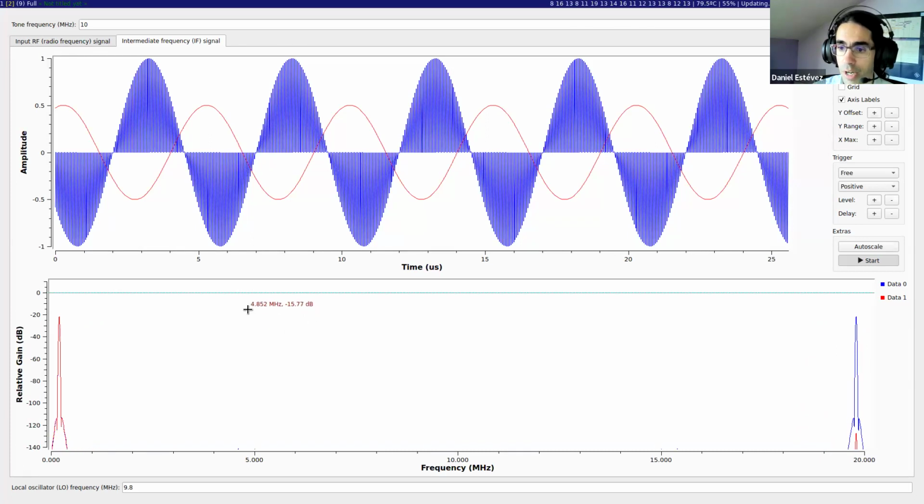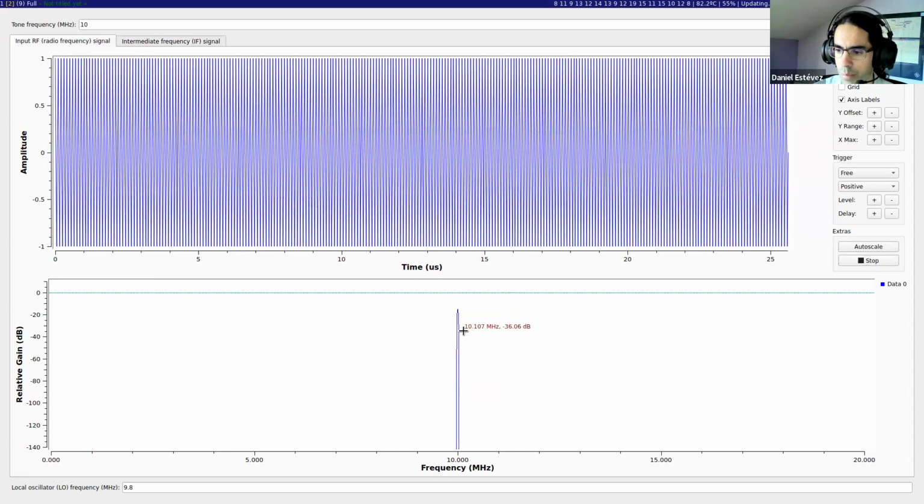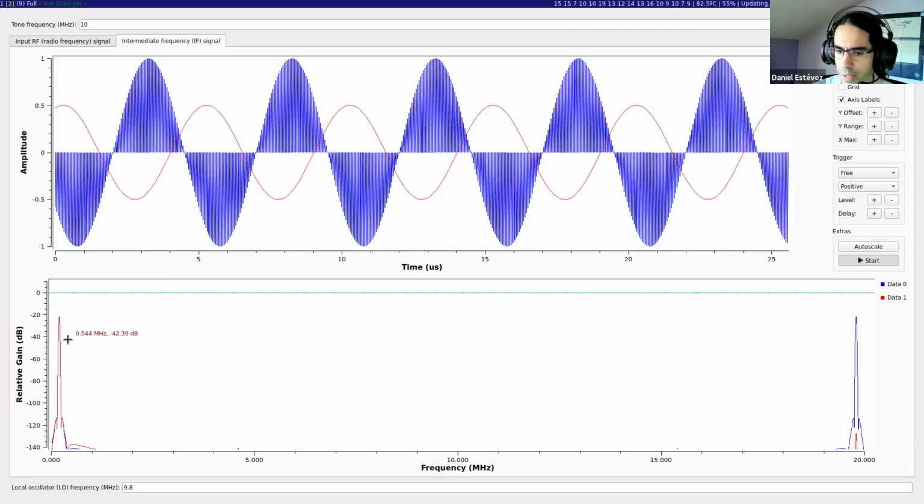In a realistic situation, we would have noise on the signal, so the signal wouldn't be a perfect sinusoid. There would be some noise. We would see the noise floor over here, and then we would see the noise floor here, and this signal would be below the noise floor. So to all effects, it would have disappeared completely. But since we have no noise here, we can still see it.